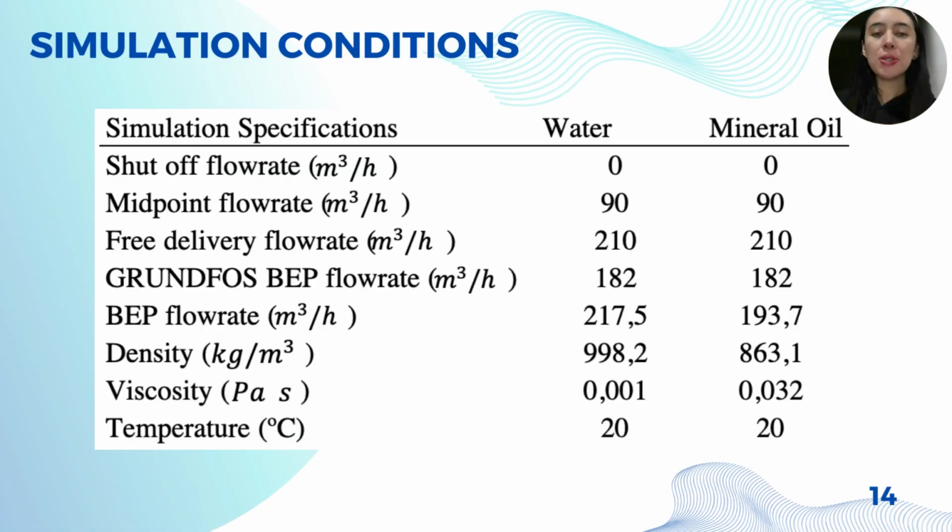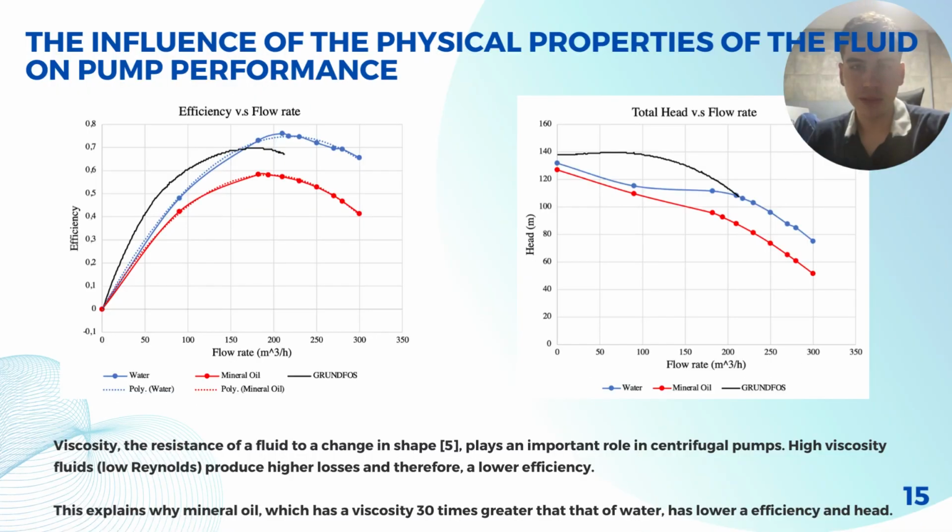The 5 simulations were carried out for water and 5 simulations for oil. In each one, the flow rate was varied. The values used can be observed on the screen, as well as the physical properties of each of the fluids. The results for efficiency and total head are shown here. We can clearly see that the results for mineral oil were lower than those for water.